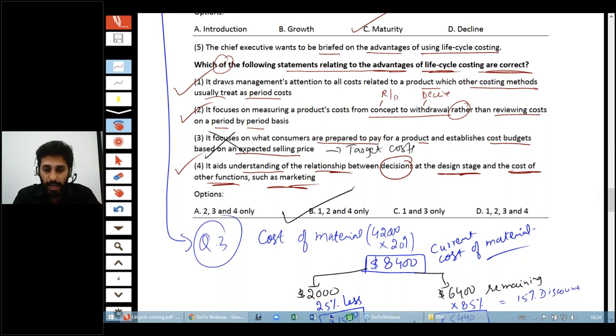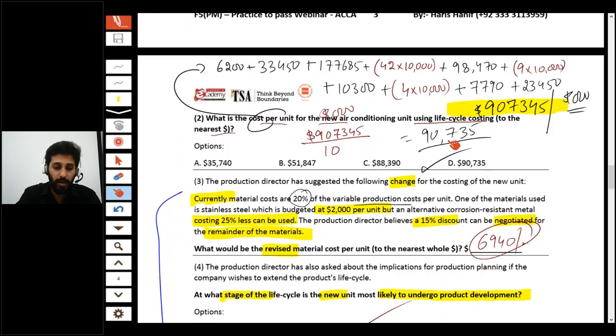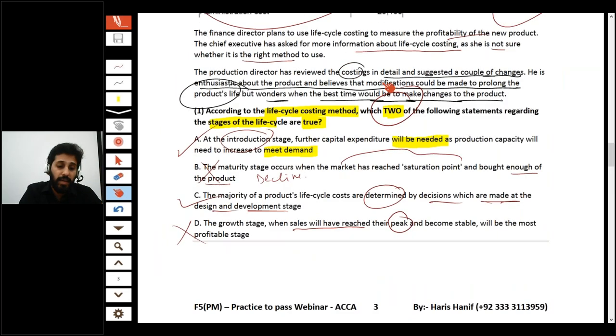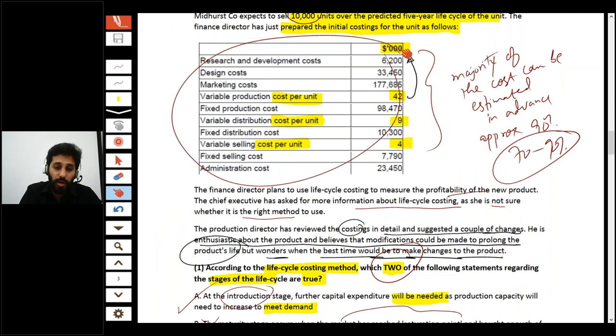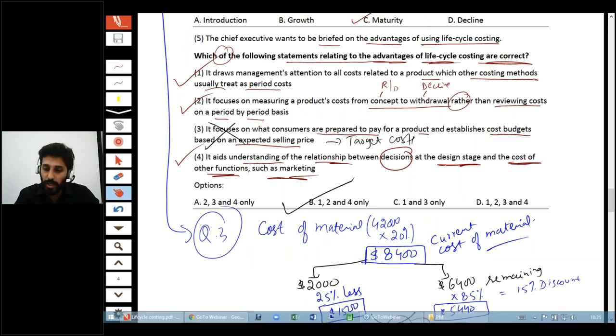Okay, Lemon, I'm addressing your question. I took 42,000 from here. It is saying that currently material costs are 20% of variable production cost. And in the above, there is the variable production cost, which is 42,000, right? Lemon, do you understand this thing, 42,000 you were talking about?